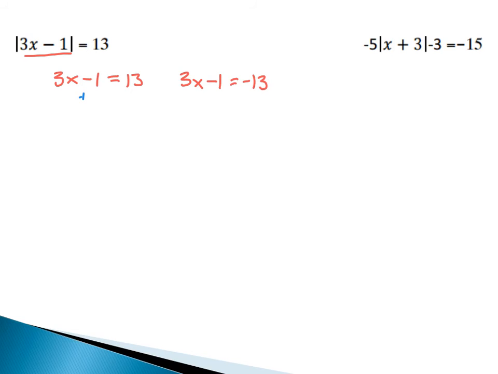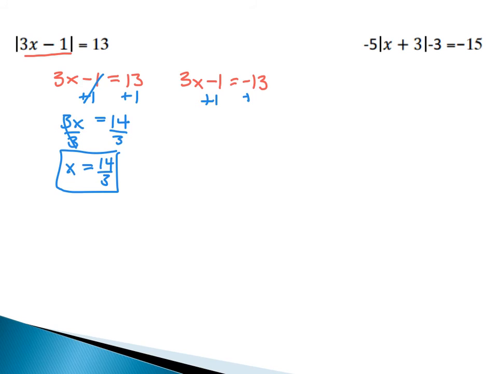So the first one, I'm going to add 1 to both sides, and I'm going to get 3x equals 13 plus 1, which is 14. Then I'm going to divide by 3. Oh no, 3 doesn't go into 14. That's okay. We can have fractions, so x is going to equal 14 over 3, 14 thirds. That's fine. Then again we can solve this side.